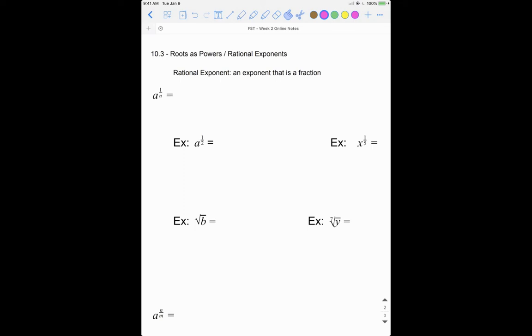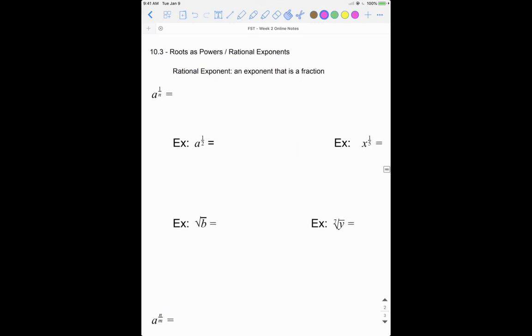All right, so today we're going to talk about 10.3, roots as powers and rational exponents, and how those are connected. So we're going to talk about what happens when we have an exponent that's rational, which means it's a fraction, and how it's connected to, let's say, the square root, the cube root, and so on. So first we're going to talk about when we have an exponent that's a fraction, and that fraction has a 1 up top, such as this example right here.